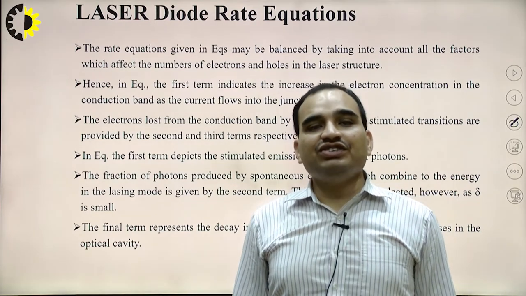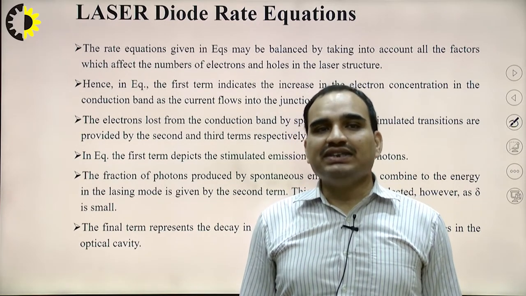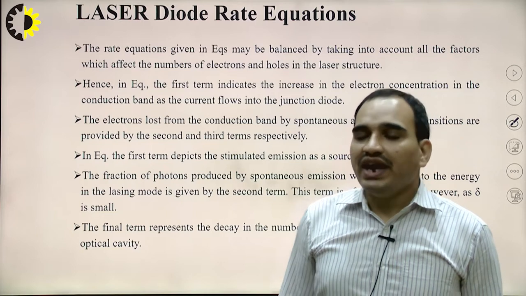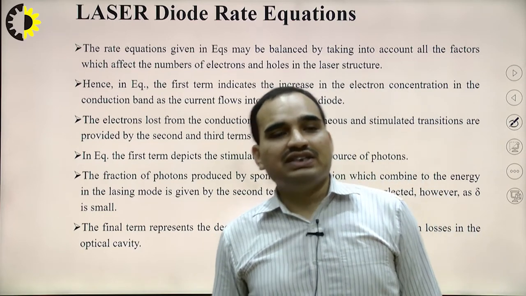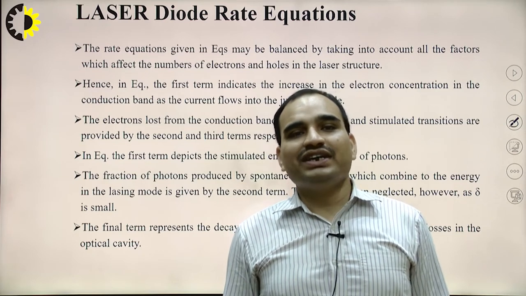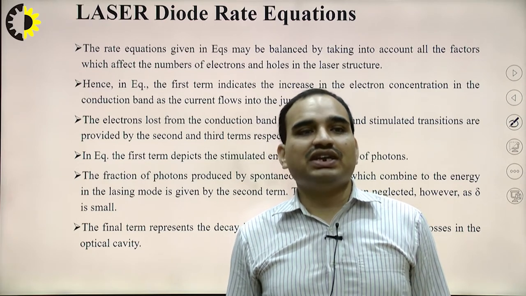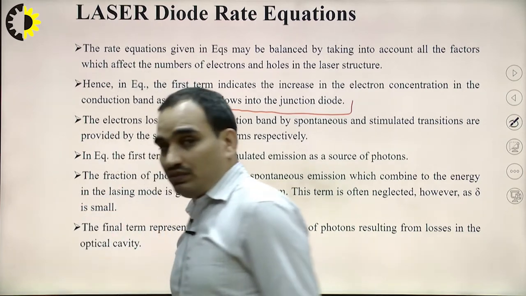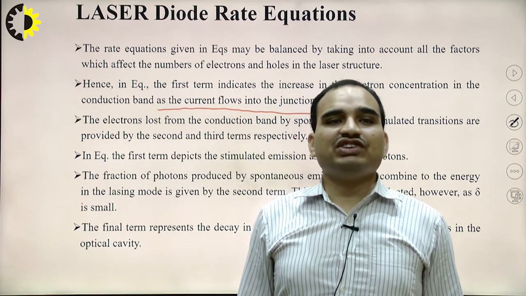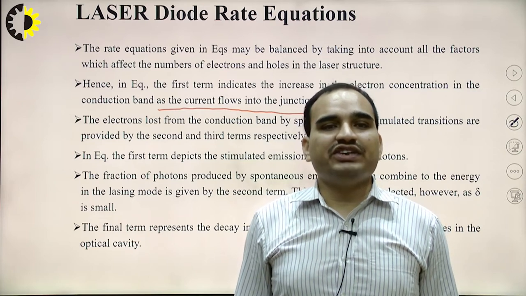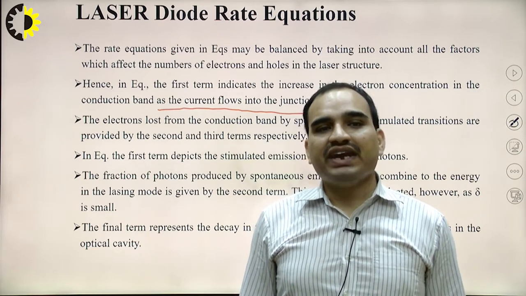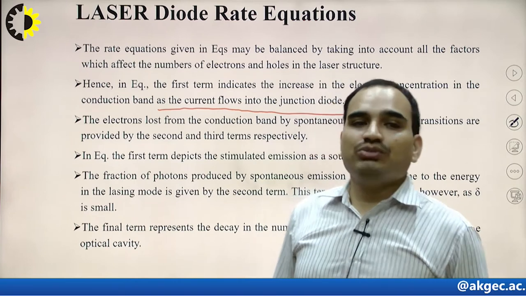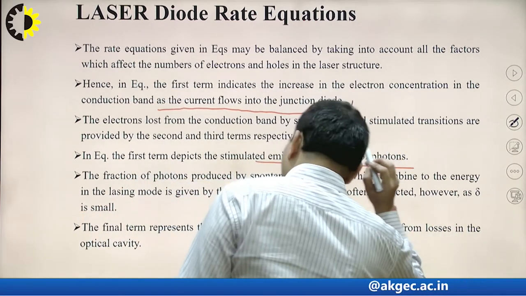So, these rate equations may be balanced by taking into account all the factors which affect the number of electrons and holes in the laser structure. Hence, in the equation, the first term indicates the increase in the electron concentration in the conduction band as the current flows in the junction diode. The electrons lost from the conduction band by spontaneous and stimulated transitions are provided by the second and the third terms respectively.